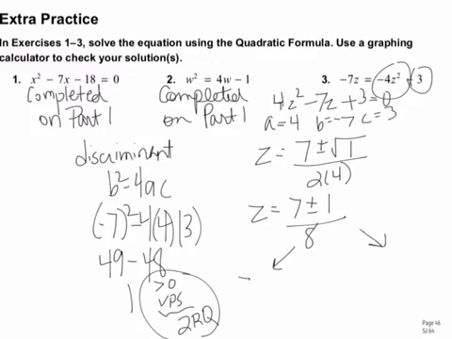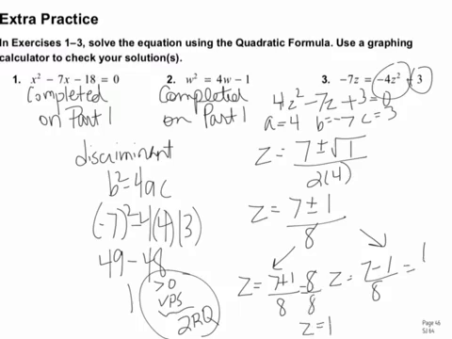Let me find them. z equals 7 plus 1 divided by 8, and z equals 7 minus 1 divided by 8. 7 plus 1 is 8 divided by 8, so z is 1. 7 minus 1 is 6 divided by 8, so z is 3/4. Those are my 2 answers for that problem.